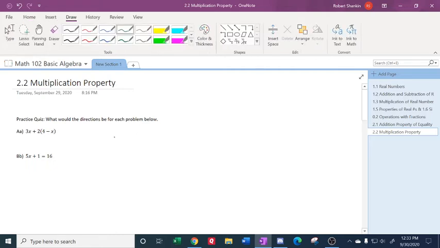All right, so for the first one, the directions would be simplify. If you got rid of the parentheses, then you'd have some like terms you could put together, and you could make it look more simple. It means the same thing, but it would be more simple. The directions on the second one would be to find the x that makes this true, and that's solve.